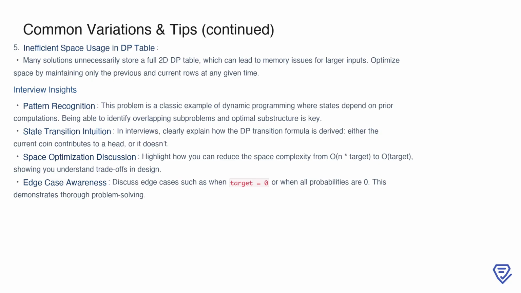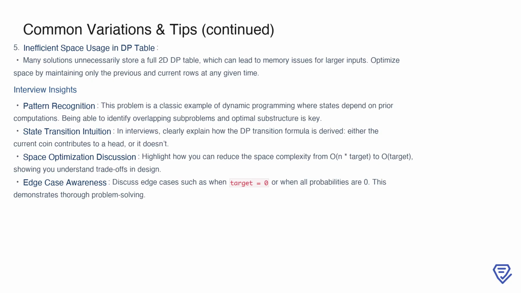From an interview perspective, this problem is a classic demonstration of dynamic programming principles. Understanding how to recognize overlapping subproblems and optimal substructure is crucial. Additionally, being able to clearly articulate the DP transition formula, explaining how each state depends on whether the current coin contributes to a head or not, can impress interviewers.